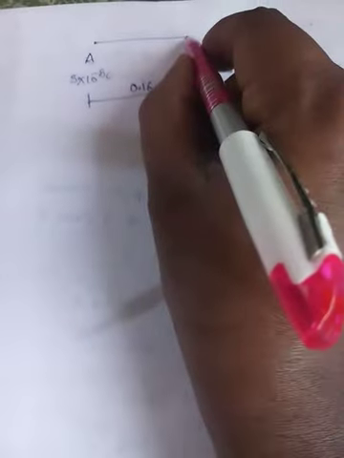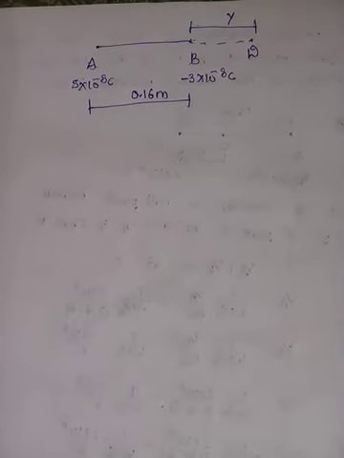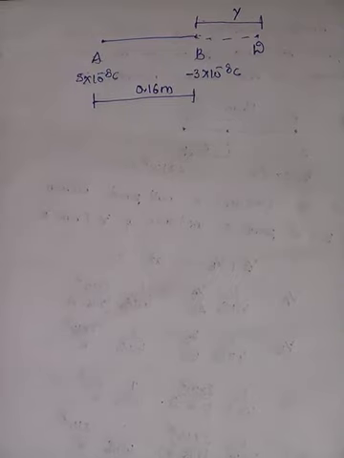At a distance of x, assume that we consider x. So let us assume that this is y. That point is D. So we get two null points, one between the two charges and another point we get near a charge, away from a charge of smaller magnitude.